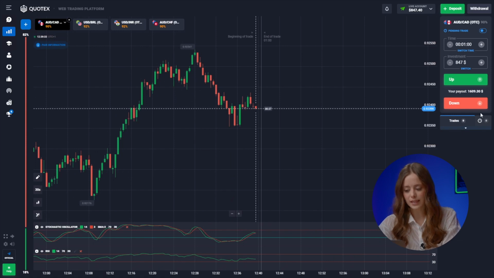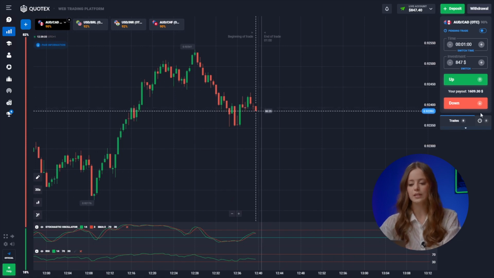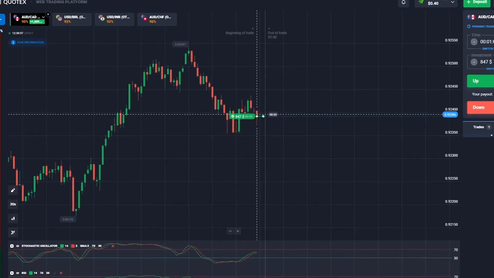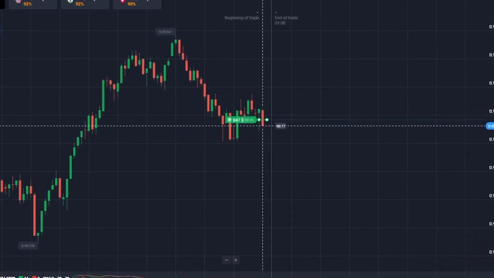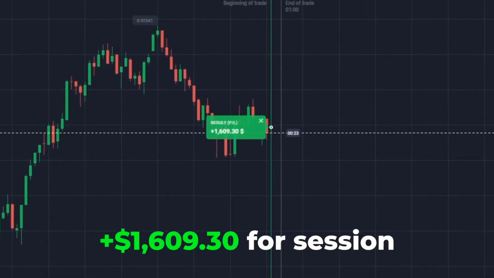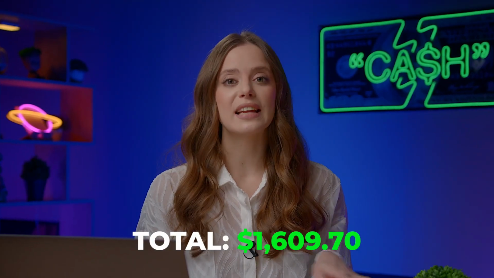Let's go to the first pair. Just look at the signals from the indicators. It's definitely going up, so we follow, clicking up. Oh my god, we've reached 1,609 bucks in the bag. Gorgeous! This is what competent chart analysis does to your balance. See how important it is to know the nitty-gritty of working with indicators.